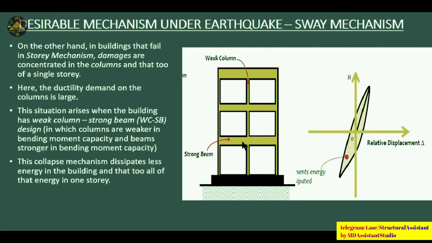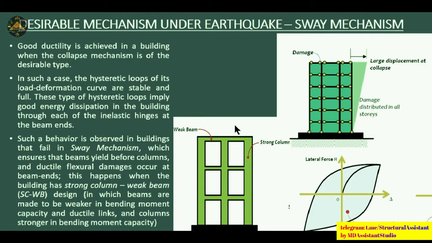So when the weak column, strong beam concept is applied in the building, as you can see here, that is, the beams are stronger and the columns are weak, this type of behavior is not at all desirable, and a story mechanism occurs here. But in this type of behavior, that is when the columns are strong and the beams are weak, here you can see that under the effect of H, the delta is very high, and this is a desirable mechanism.